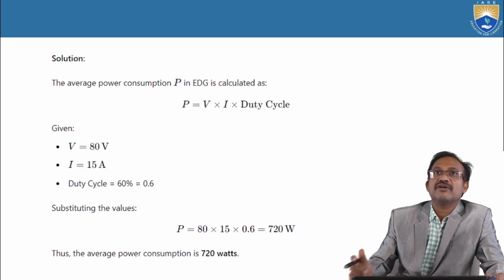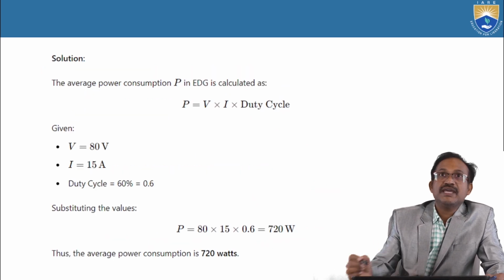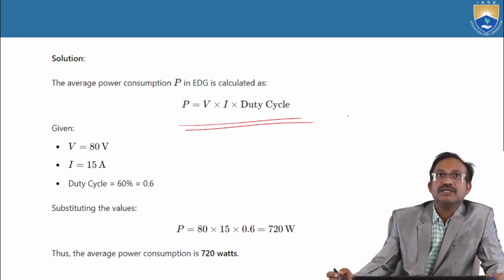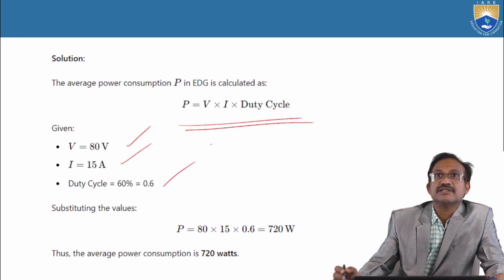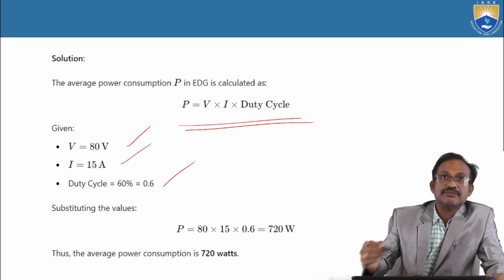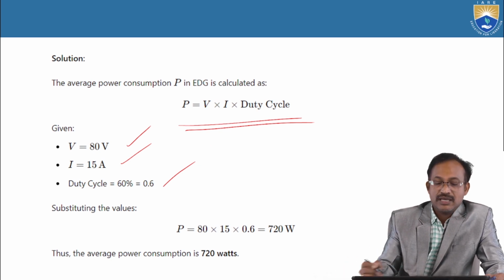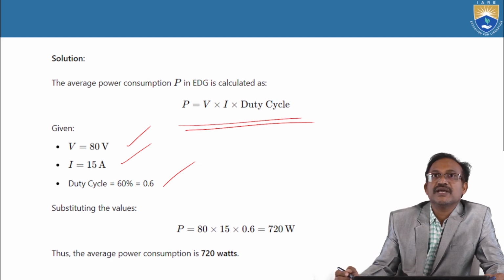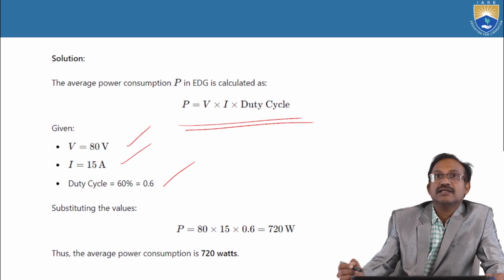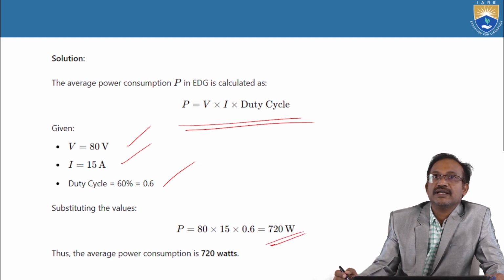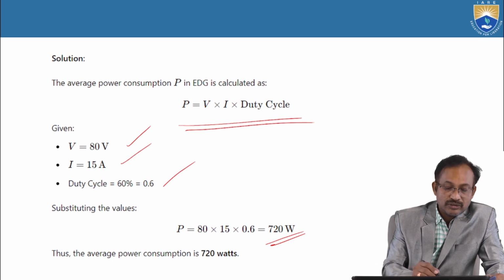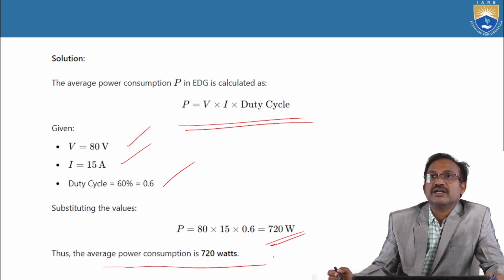What is the formula for the power consumption? P equals V into I into duty cycle. The V value, I value and duty cycle are given, so simply substitute the given values. 8 is the voltage, 15 is the current in amperes, and the duty cycle is 60%, that is 0.6, so we get the power consumption as 720 watts. So the average power consumption is 720 watts.